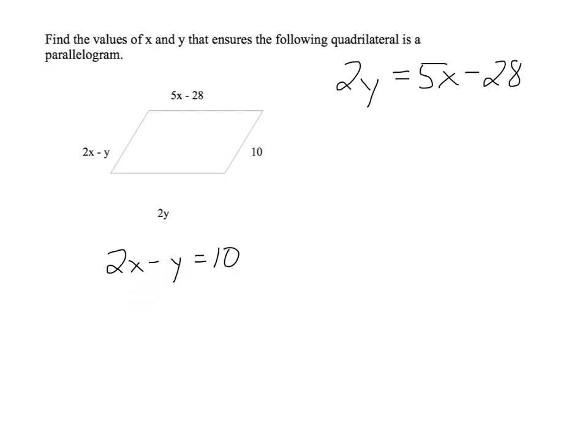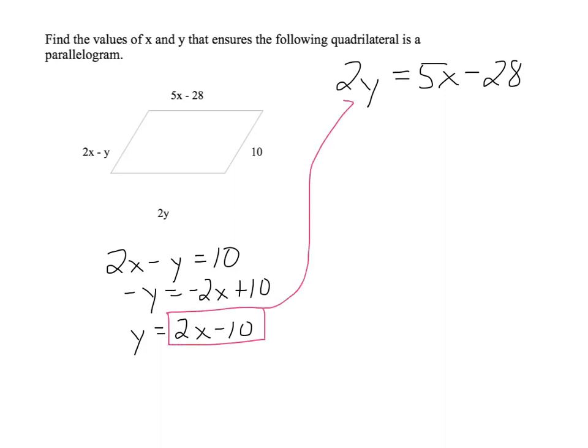To do that, I'm going to subtract 2x from both sides. So I get negative y equals negative 2x plus 10. The last thing is to get the y by itself, so I'm going to divide by negative 1. When I divide by a negative 1, everything changes sign. So I get y equals 2x minus 10. Now I'm going to take what y is and throw it into the other equation, substituting it in. So 2x minus 10 goes in for every y I see.